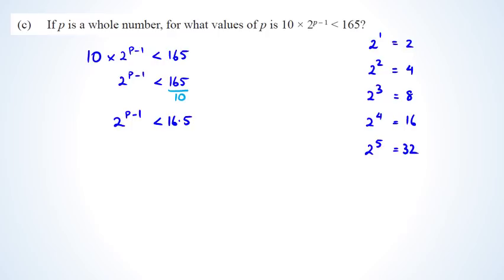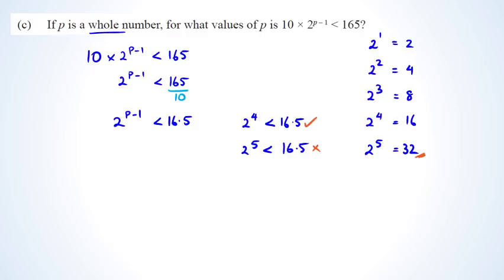Now, this 2 to the power of p minus 1 has to be less than 16.5. If you think about it, 2 to the power of 4, which is 16, is less than 16.5. So we can say yep, that's correct. But if we say 2 to the power of 5 is less than 16.5, we know that this is incorrect because 2 to the power of 5 equals 32, and 32 is not less than 16.5. And the question also says that p has to be a whole number, so it can't be a decimal or a fraction or anything. It has to be a whole number.